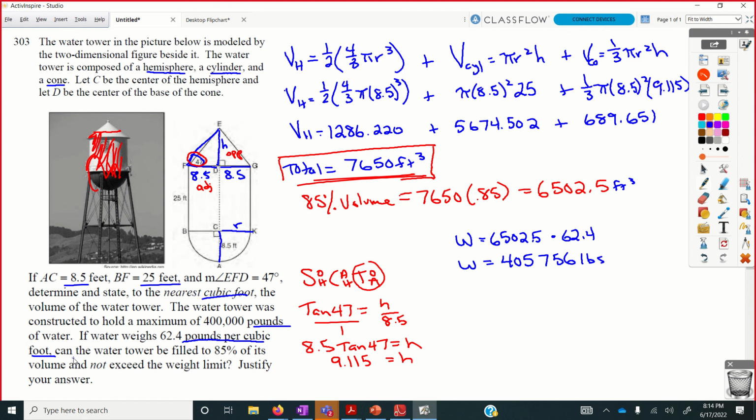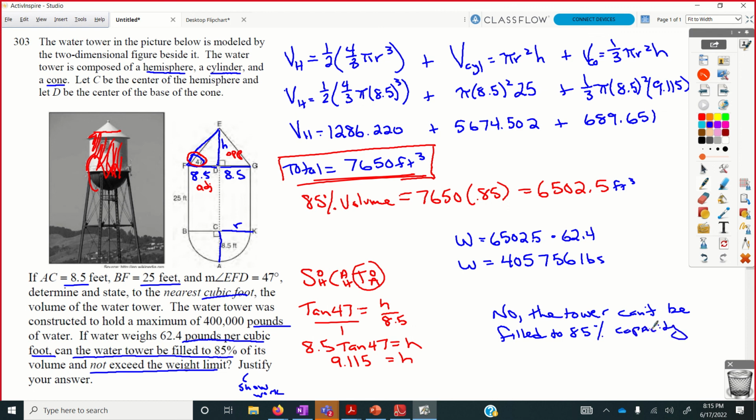And now, remember, can the water be filled and not exceed the weight limit? Justify just means show work. Explain means use words. So we would say no, the tower can't be filled. As long as you said no, you're good, really. No, right? Because it doesn't say explain. To 85% capacity. The weight is over 400,000 pounds. And there is our final answer.